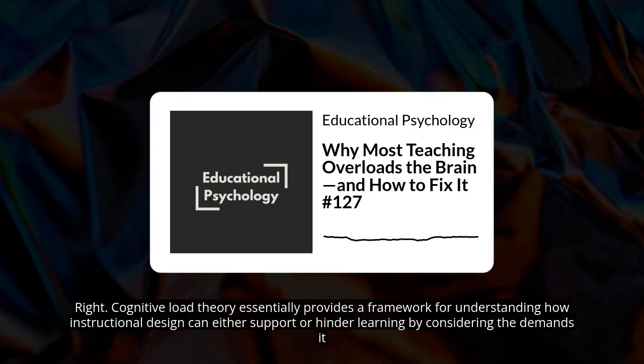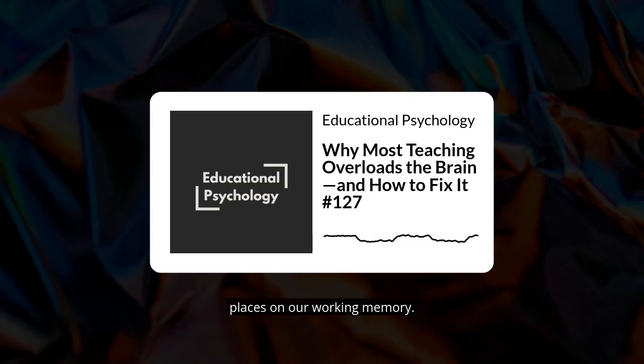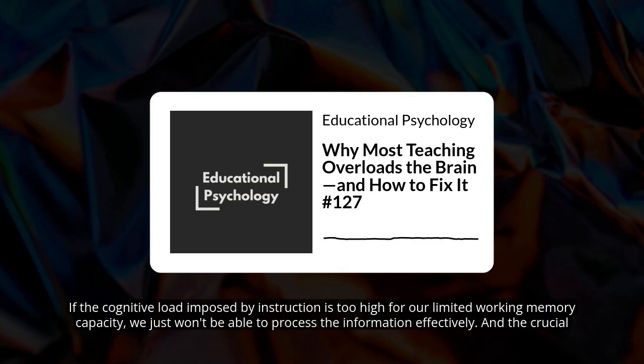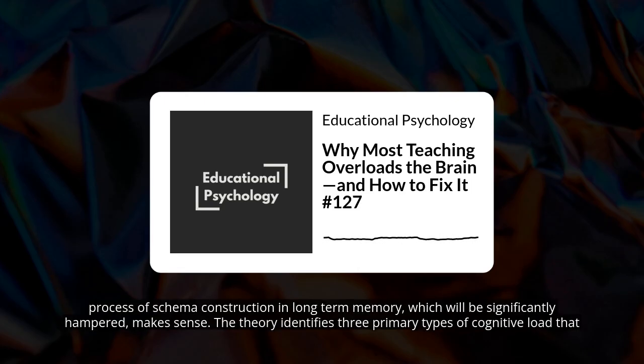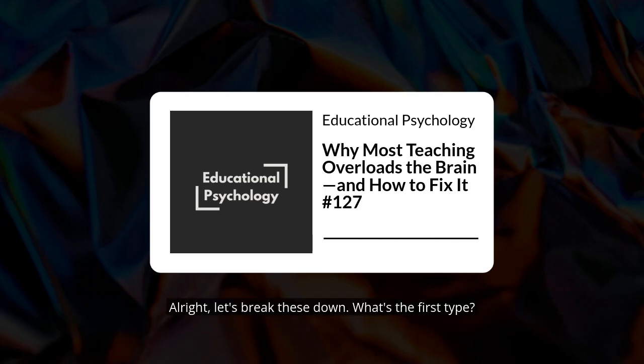Right. Cognitive load theory essentially provides a framework for understanding how instructional design can either support or hinder learning by considering the demands it places on our working memory. Okay. If the cognitive load imposed by instruction is too high for our limited working memory capacity, we just won't be able to process the information effectively. And the crucial process of schema construction in long-term memory will be significantly hampered. Makes sense. The theory identifies three primary types of cognitive load that are at play during learning. All right, let's break these down.